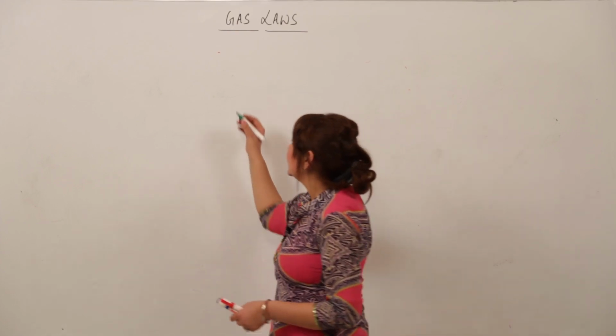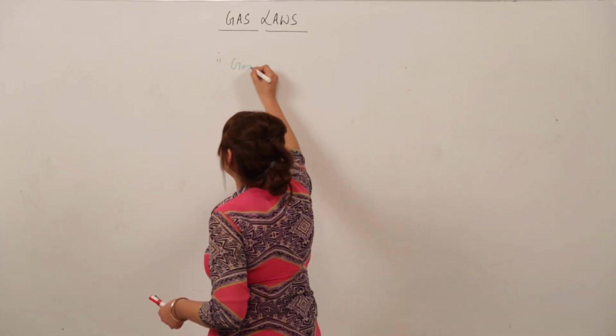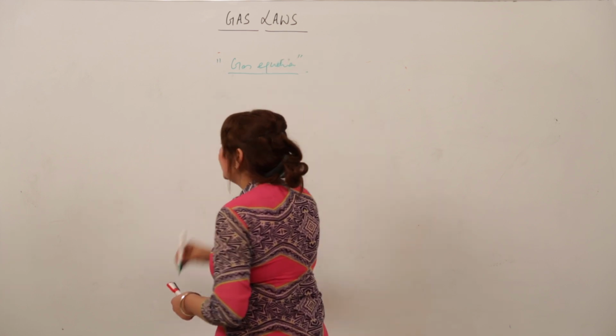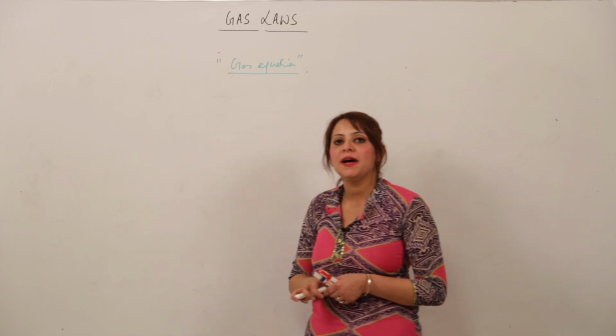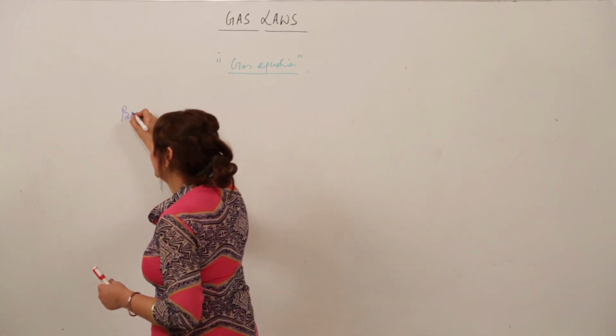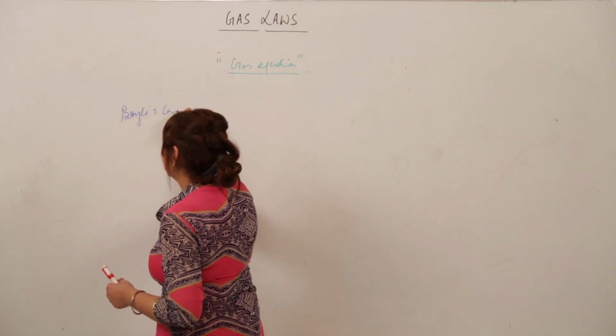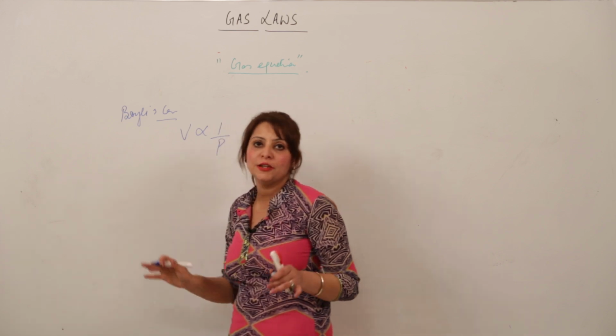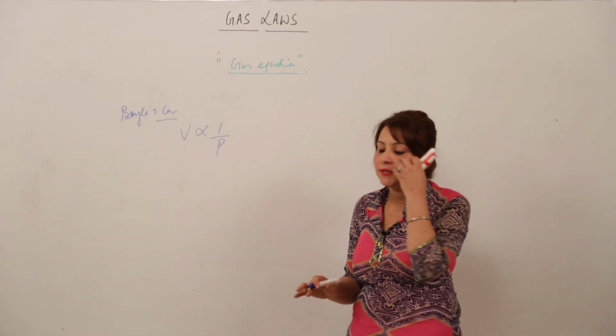Now we are taking into consideration the gas equation, the kinetic gas equation. It is actually formulated by combining Boyle's and Charles' law. So you have learned from Boyle's law that volume is inversely proportional to pressure. Now you know the logic behind. We have done Boyle's law in detail, right?